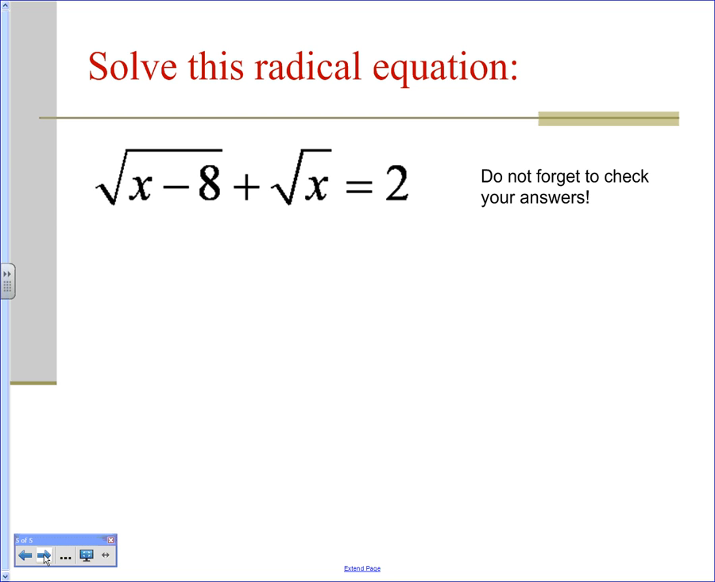Anytime you have square roots, you've got to check your answer. I don't have to see your work for checking your answer part. You can do that in your head if you want, but you do have to check your work.